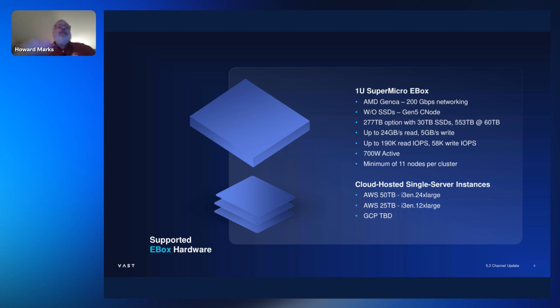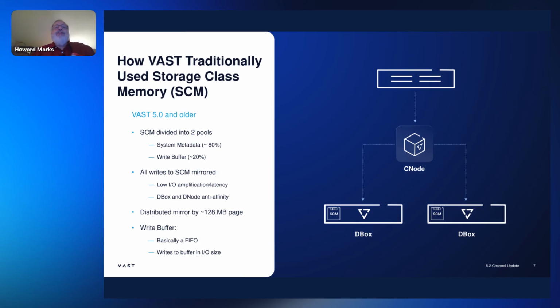And of course, the E-box technology is what lies behind the ability to do VAST on cloud and VAST on cloud clusters, because cloud instances are just virtual x86 servers, and vendors like Google and AWS don't have the equivalent of a D-box for us to use.